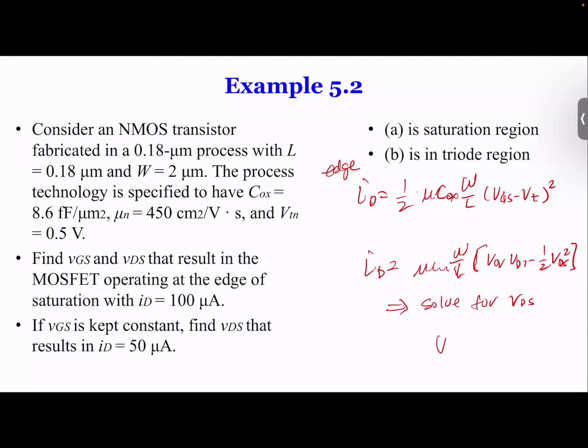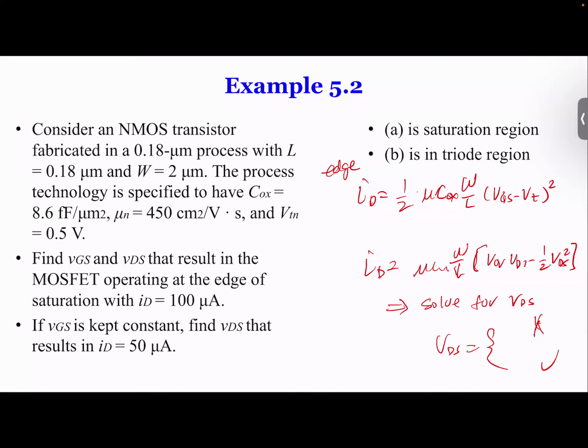I'm not going to write it down, but you know that VDS is going to have two values, and only one value is going to work. So that's the idea. I don't want to go to the actual numbers; you guys can do it on your own. But toward the end, you'll get two values. One of them is going to be a good solution, but the other one actually is not right.